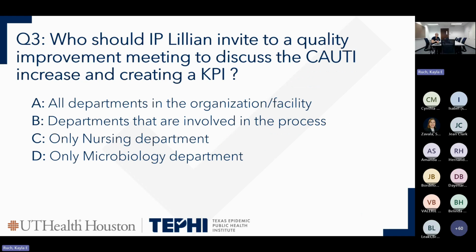So now she has done the process improvement data looking at it. She's done some surveillance quantitative data of understanding what's going on. Then she wants to have a meeting to discuss and start developing and creating a quality improvement team. Who should she invite to this meeting? Is it all the departments throughout the organization? So every single department? Is it just departments that are involved in the process? Is it only a nursing department, or is it only a microbiology department?